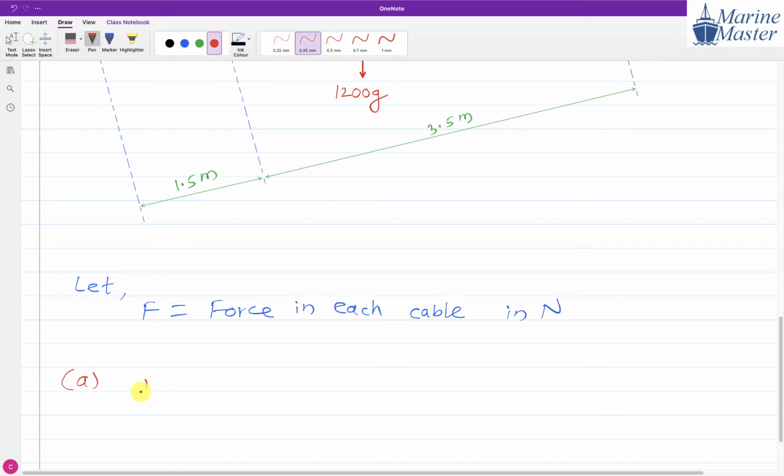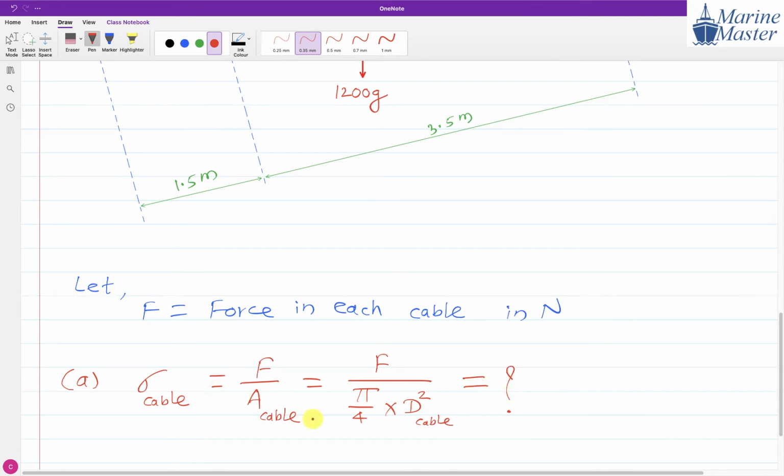So the stress in each cable will be equal to what? Stress means force by area. So the force in each cable is F, divided by the area of each cable, the cross-sectional area of each cable. We will calculate the force F, and the area will be equal to the cross-sectional area of each cable. It is a circular cable, so pi by 4 d square, where d is the diameter. In this way we will get the stress in the cable.